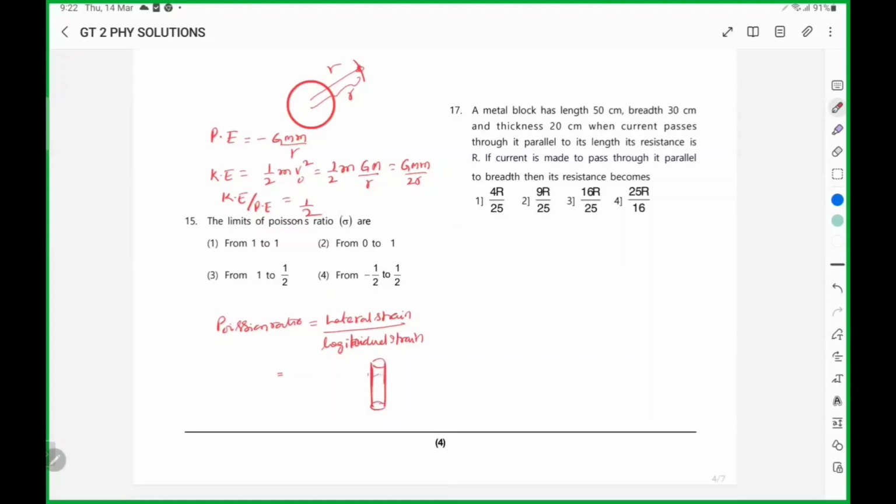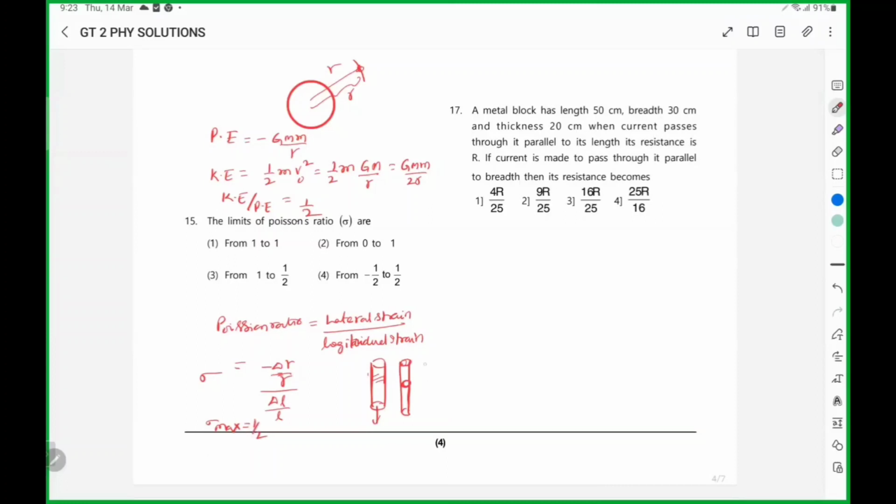any wire, once you stretch it, its length increases as well as its cross-sectional area decreases. Once the cross-sectional area decreases, lateral strain, which is delta r by r, decreases, over delta L by L. So this is Poisson ratio. Here the maximum value of Poisson ratio is half.